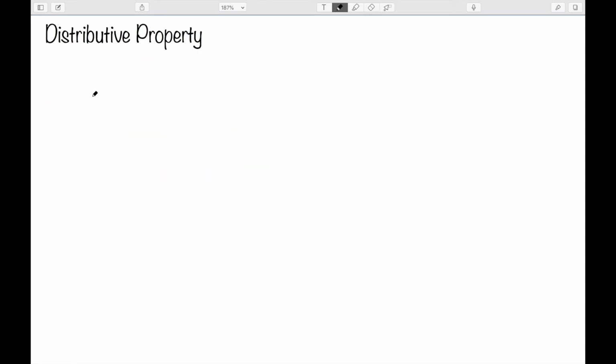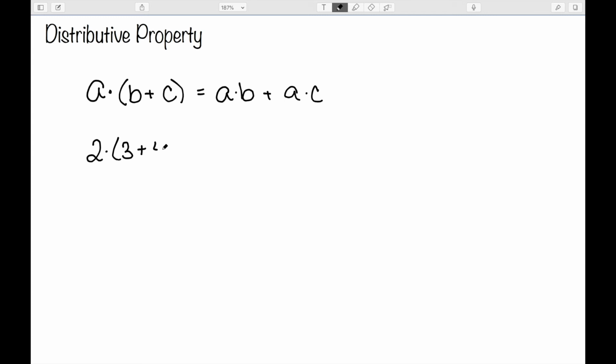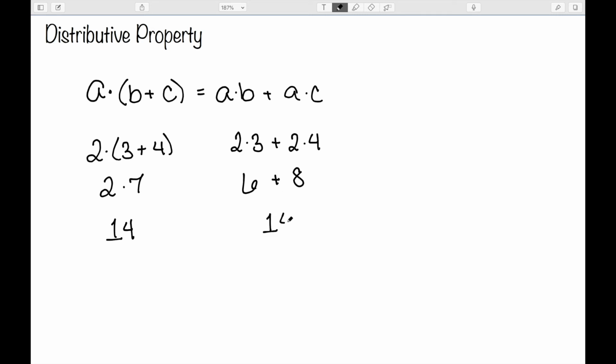Next, we have our distributive property, and there is only one distributive property. It says that if I multiply A times (B plus C) in parentheses, it's the same thing as A times B plus A times C. As an example, 2 times (3 plus 4). 3 plus 4 is 7, and 2 times 7 is 14. On the right-hand side, that looks like 2 times 3 plus 2 times 4. 2 times 3 is 6. 2 times 4 is 8, and 6 plus 8 is 14.